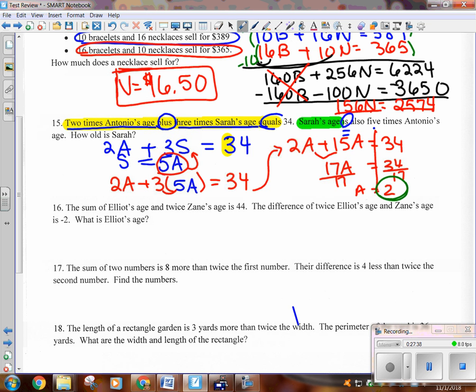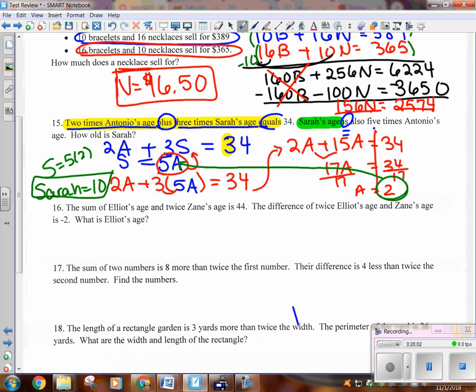If Antonio is 2, only 2 years old, I'm going to put 2 right over here. What's 5 times 2? Sarah is 5 times Antonio's age. Well, if Antonio's 2, Sarah is 5 times 2. Sarah is 10 years old. And she's the one I really wanted.